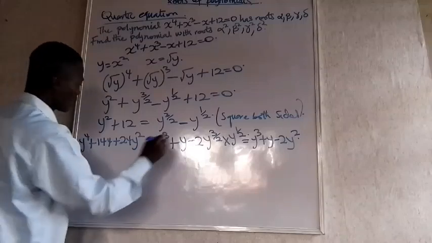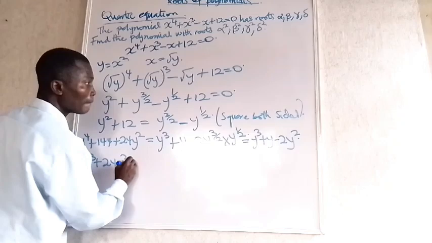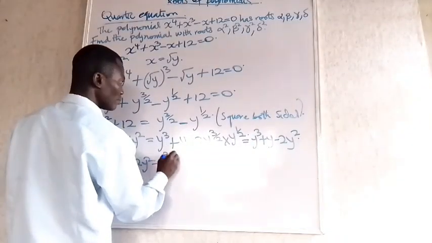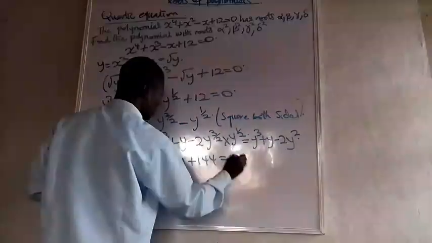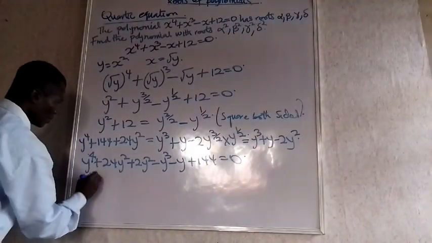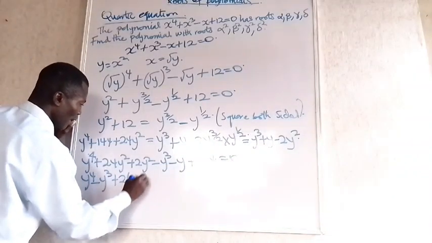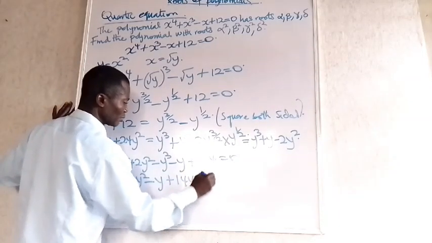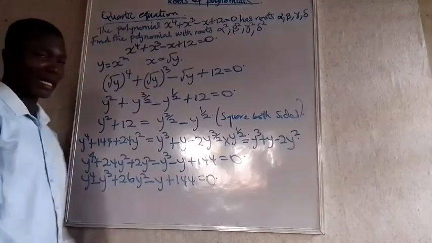Therefore, we can add y cubed plus 24y squared plus 2y squared minus y cubed minus y plus 144 equals 0. Oh, sorry, this is y raised to the power 4. So we can now say y raised to the power 4 minus y cubed plus 26y squared minus y plus 144 equals 0 is the equation with the roots alpha squared, beta squared, gamma squared, and delta squared.